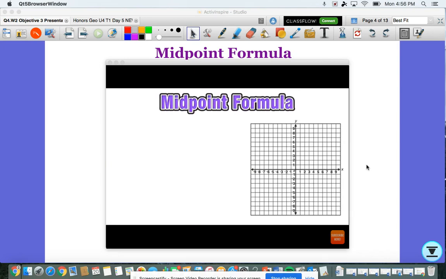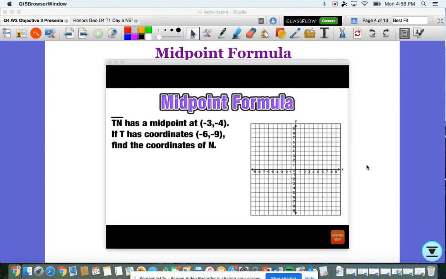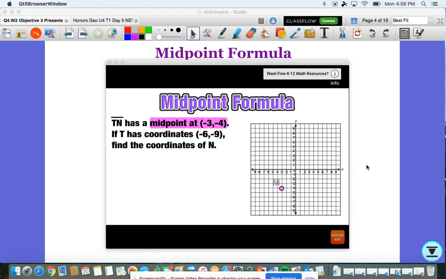Now our final example is slightly more advanced than the example that we just completed. This question is not asking us to find the midpoint, it's giving us the midpoint of line segment TN at -3, -4. It's also giving us the coordinates of one of the endpoints, in this case T, with coordinates -6, -9. What we want to find is the coordinates of the other endpoint N. So let's visualize what's going on here. We know where the center of the line segment is, and we know one of the endpoints. We want to find the other endpoint N.